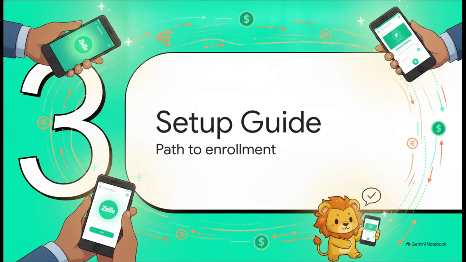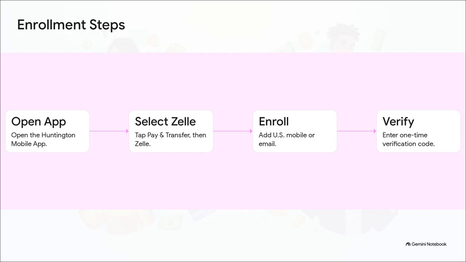All right, Section 3, Step-by-Step Setup Guide, your path to enrollment. It's so simple you can literally follow along on your phone right now. This enrollment process is incredibly smooth. First, just open up your Huntington mobile app. Second, tap that Pay and Transfer tab, or it might say Payments depending on your app version, and hit Zelle. Third, pick the U.S. mobile number or email you want to link. And fourth, just punch in the one-time verification code they send you to prove you own it. Accept the terms and boom, you're in.